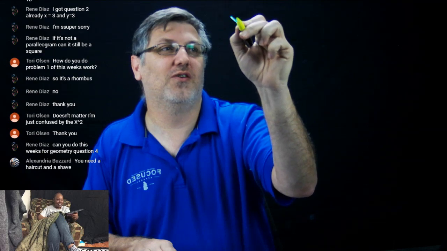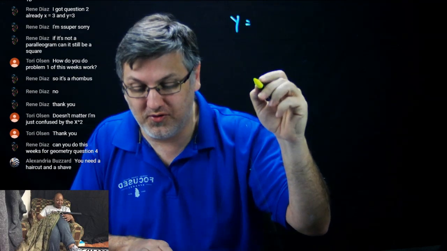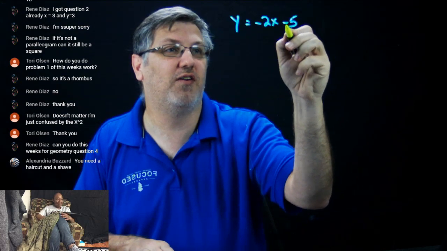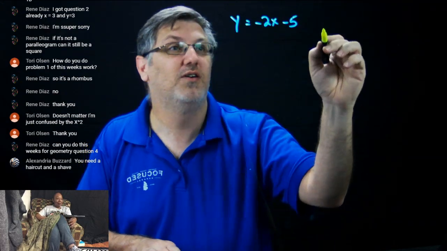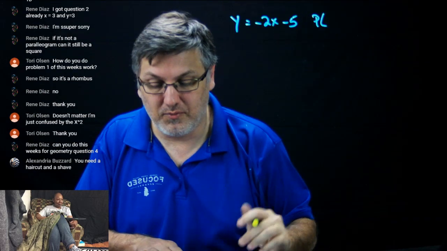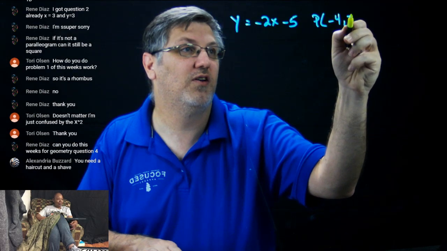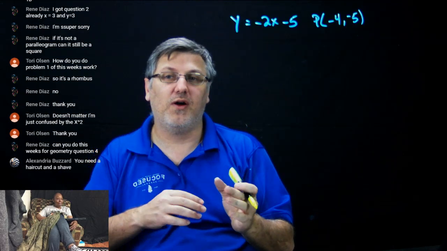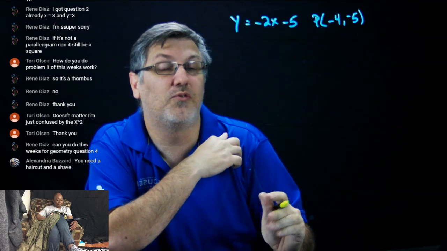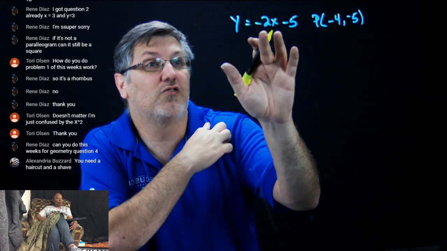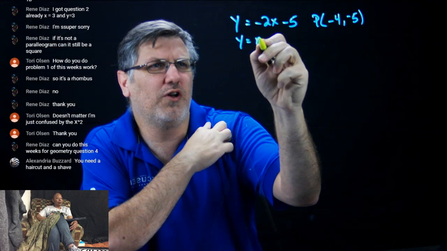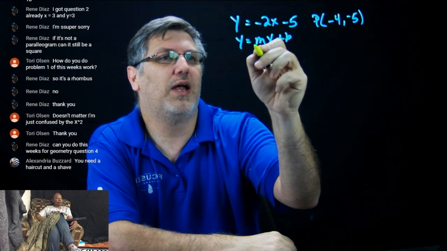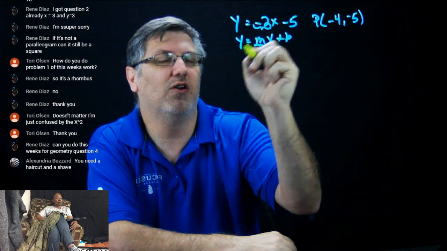We have the equation y equals negative 2x minus 5. My point is negative 4, negative 5. All right. So, to find parallel and perpendicular, you have to know the relationship between the slopes. First off, you have to be able to identify the slope. The slope of this equation, we're going to get from the slope-intercept form, which is y equals mx plus b. My m is my slope, so right here is my slope.